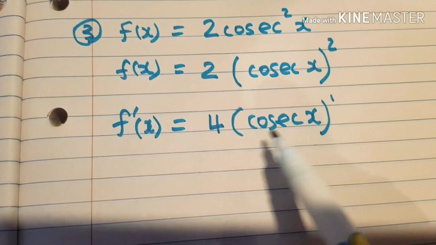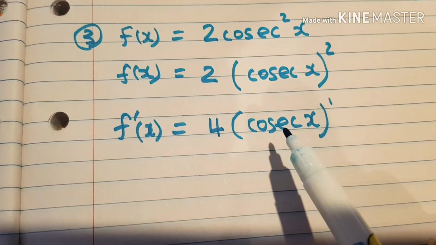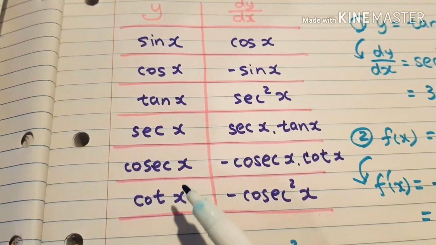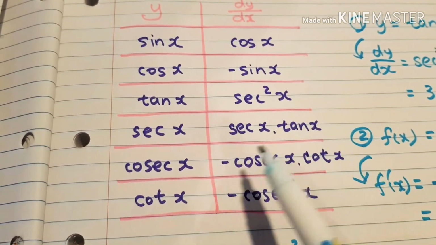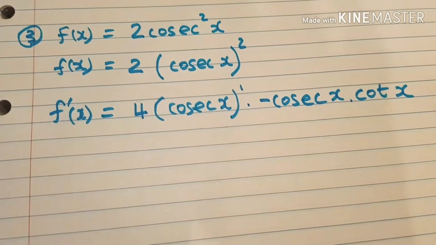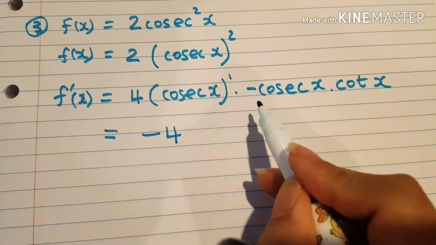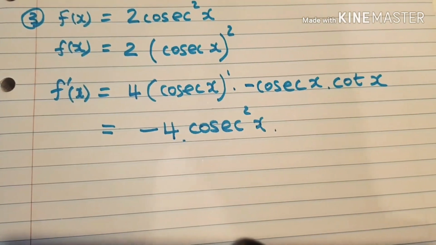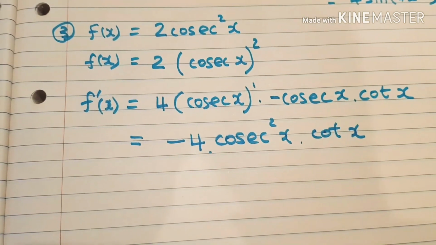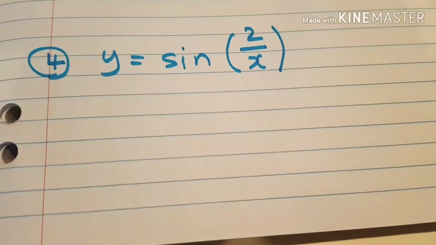Right, according to the chain rule, I need to differentiate what's inside the bracket. So how would you differentiate this? There you go. Cosec, if you differentiate, it's going to be negative cosec x times cotangent x. And I need to simplify this. Okay, so negative and 4 become negative 4. Okay, I've got cosec squared, and cotangent. Yep, so like this. It will be your final answer.